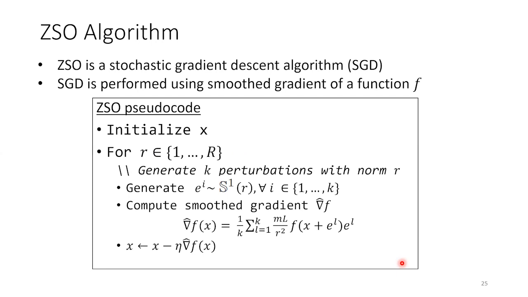So this is a very short description of the zero order stochastic optimization algorithm. It's basically a stochastic gradient descent algorithm. So basically, it computes the gradient, and then it takes a step in the direction of the gradient. And the gradient is computed using a zero order technique. So if you are at a state x, and you have a function f, for any general function, you generate some k perturbations with some norm. And by computing the value of those functions at those perturbations, and using this formula, you can come up with some noisy estimate of the gradient, which we call the smooth gradient. And then you take a step in the direction of the smooth gradient, with some learning rate.